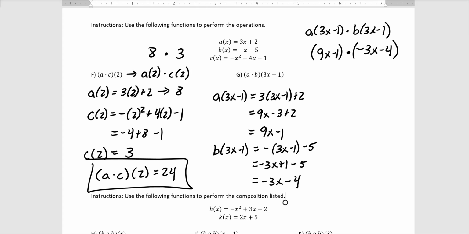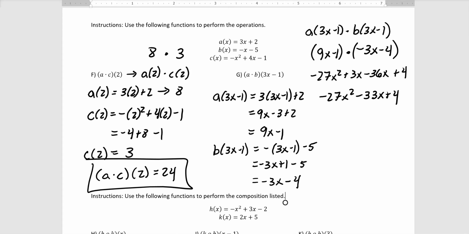So 9x times negative 3x is negative 27x squared. Negative 1 times negative 3x is positive 3x. 9x times negative 4 is negative 36x. And negative 1 times negative 4 is positive 4. Combine our like terms, we'll have negative 27x squared minus 33x plus 4.